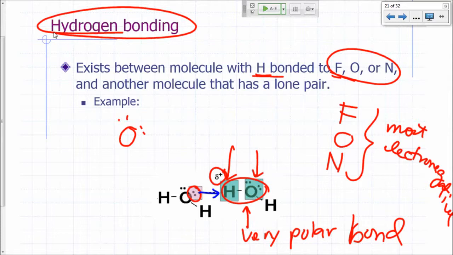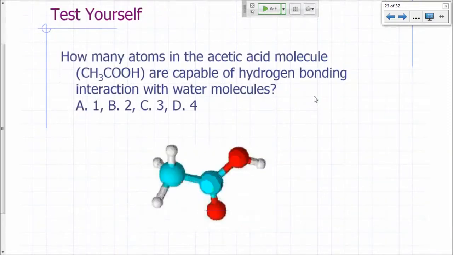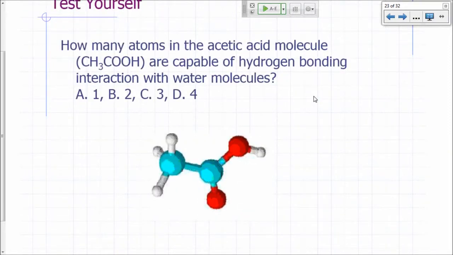That's significantly stronger than your London dispersion forces. So that explains the anomaly between H2O and H2S. You would have expected H2S to have stronger attractions based solely on the size of the molecule, London dispersion forces. But water molecules have these additional attractions for each other resulting from hydrogen bonding interaction. So let's look at this question right here.